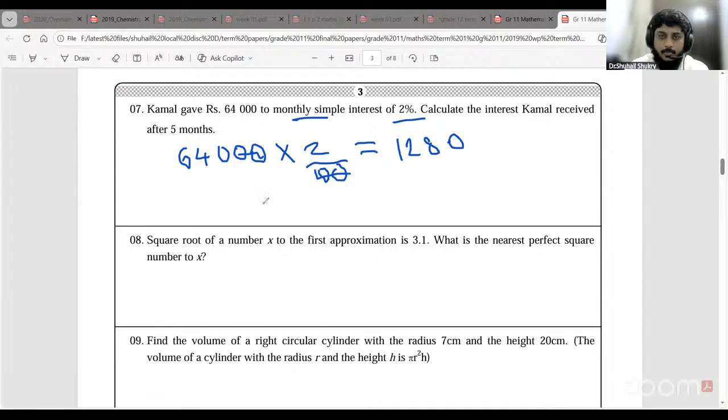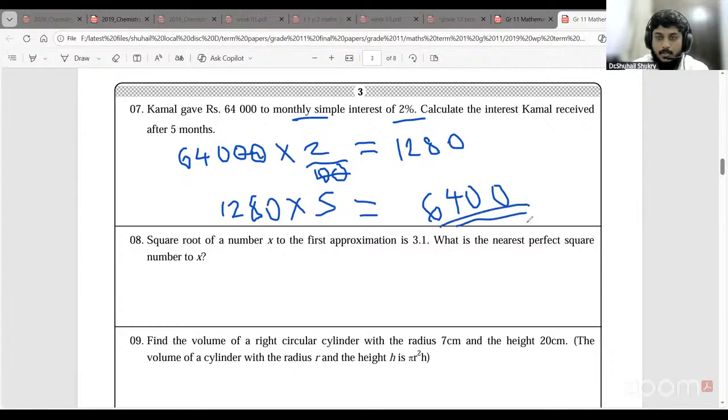Then what should you do? They're asking for 5 months, so you have to multiply 1,280 by 5. If you multiply by 5, how much will you get? 5 times 0 is 0, 5 times 8 is 40, 5 times 2 is 10, 14, then 5 times 1 is 5, giving 6,400. Did you get this answer? Yes, well done. Excellent.